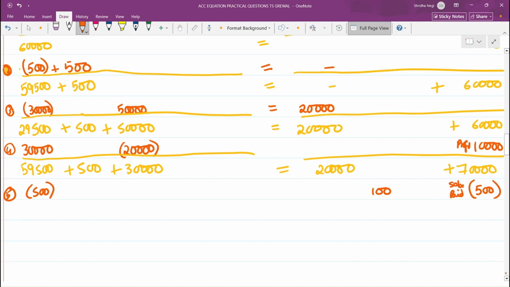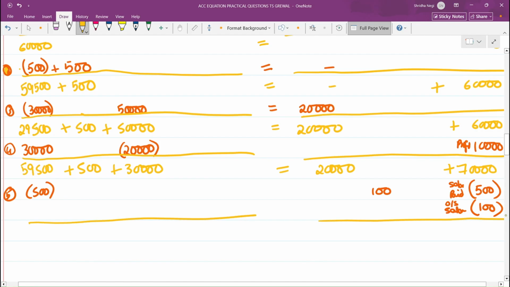ठीक है? And this outstanding salary, it's an expense of the current year. So it will affect the capital account. Outstanding salary भी लिखोगे आप capital account के नीचे. So now let's balance it out.